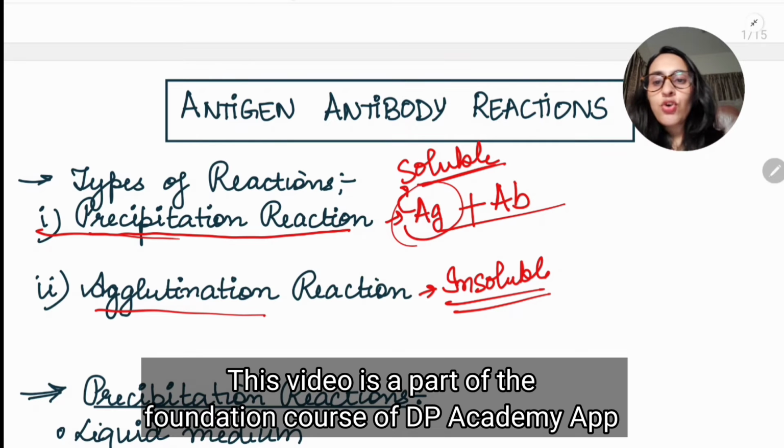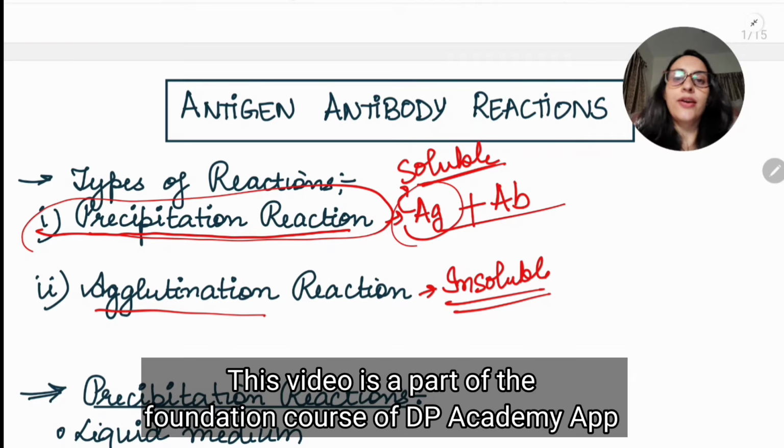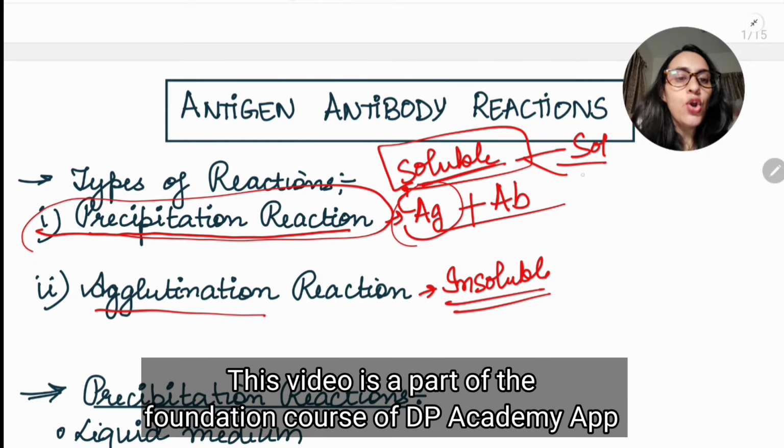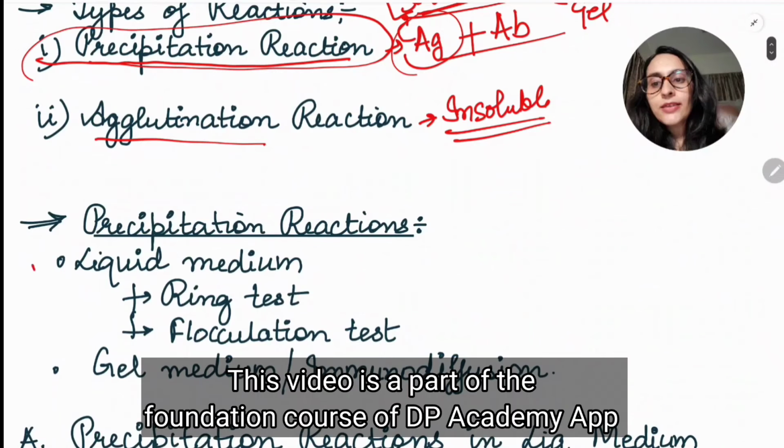So we will first talk about the precipitation reaction. The precipitation reaction can occur in two kinds of media. Remember, here the antigen is soluble, so it is going to dissolve. It can be in the solution form, that is the liquid media, or it can be in the gel media. So there are two medias. Either it is present in the liquid media or the gel media.